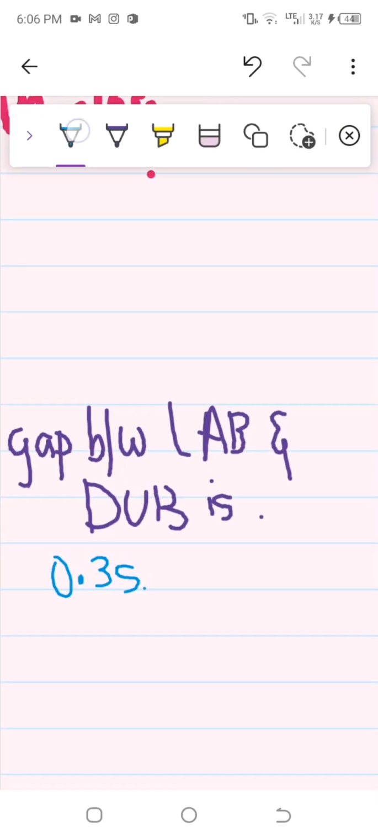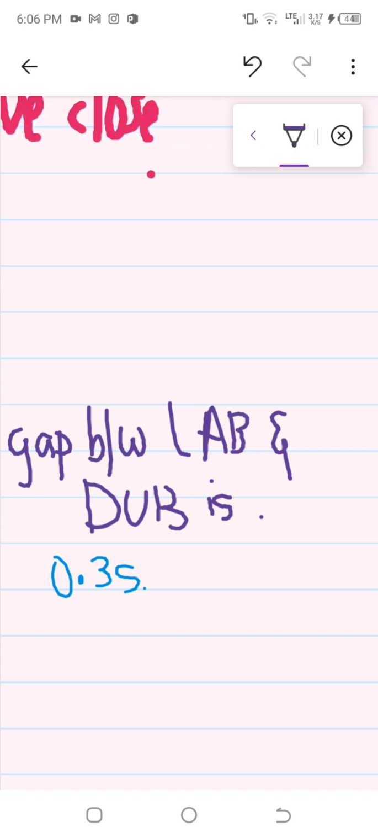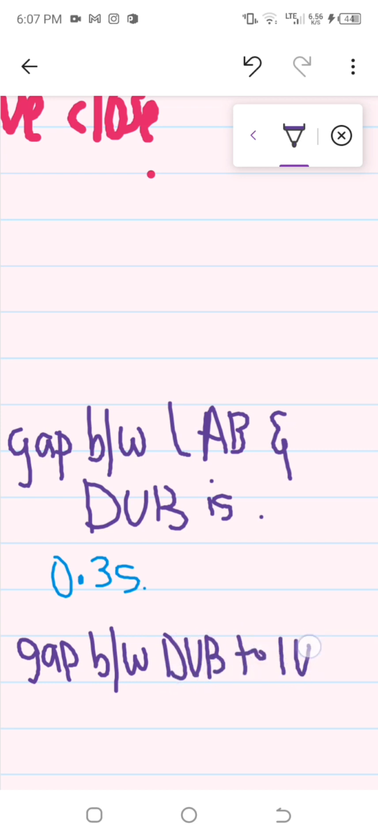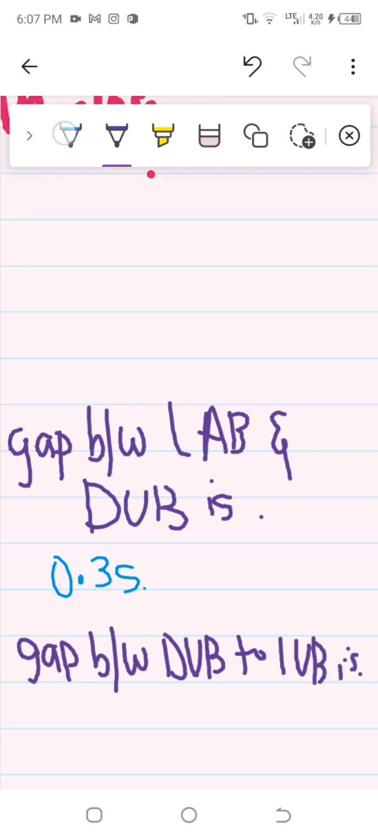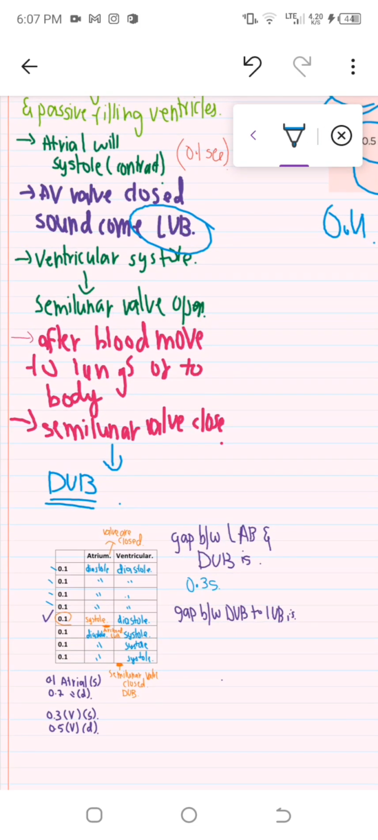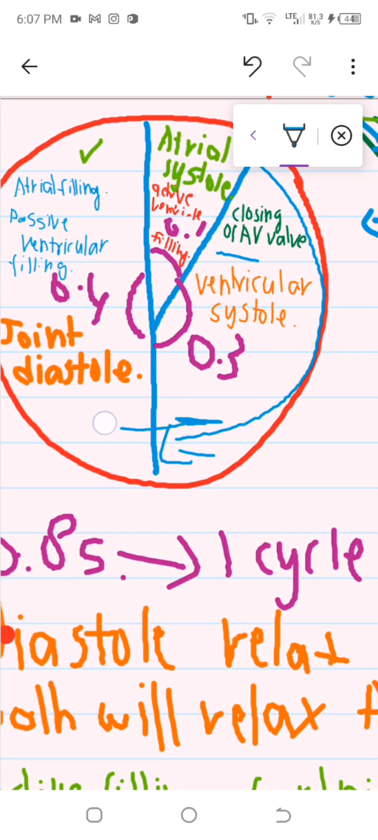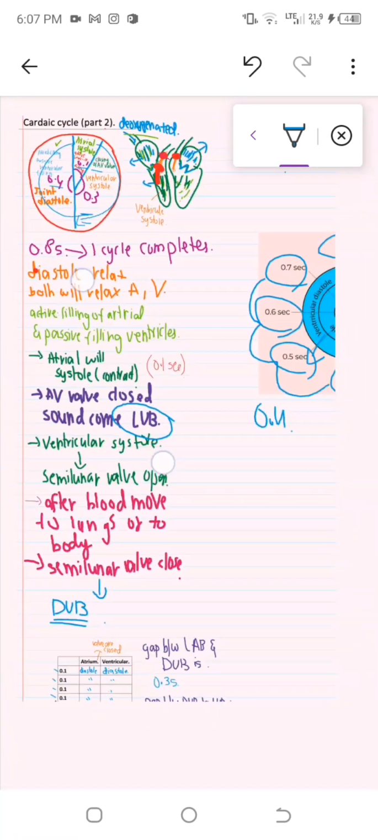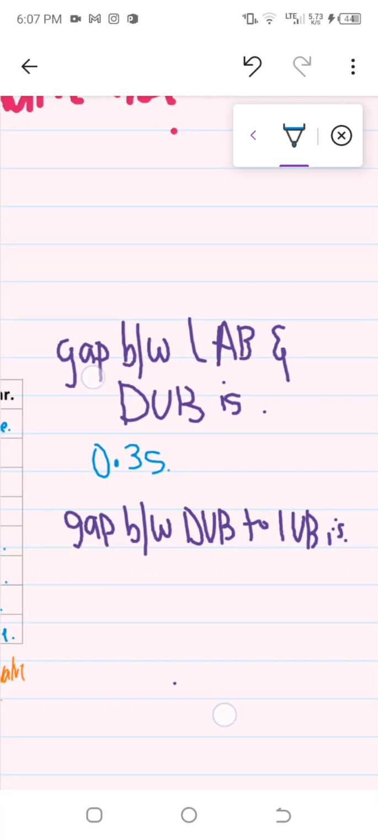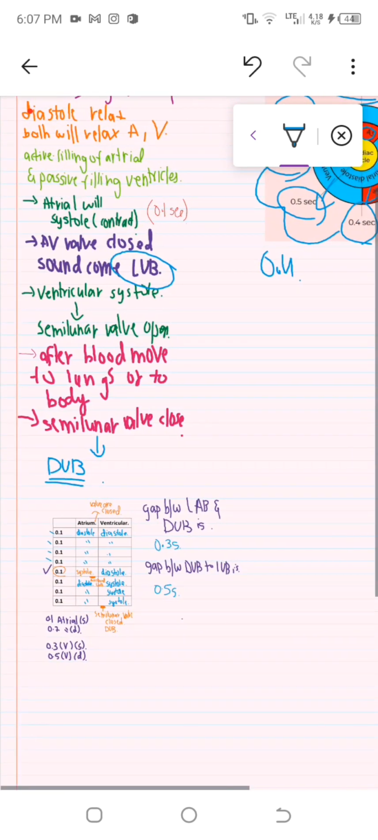And if the question is what the gap between dub and lub is, as you can see, first here we have dub, then we have lub. So from here this will move towards this, so 0.4 plus 0.1 will be 0.5. So the gap between dub and lub is 0.5 seconds. So remember these terms, remember these basic points.